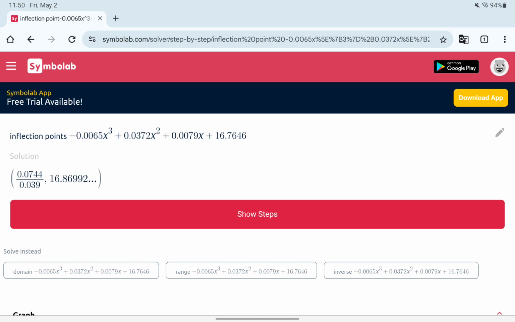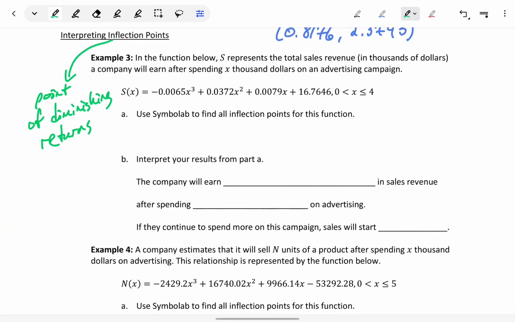We're given one of our values as a fraction with two decimal values and then a decimal approximation for the second result. We could use a calculator or Symbolab to convert that first value to just a decimal approximation, which would give us the inflection point occurring at approximately 1.9077, comma 16.8699.